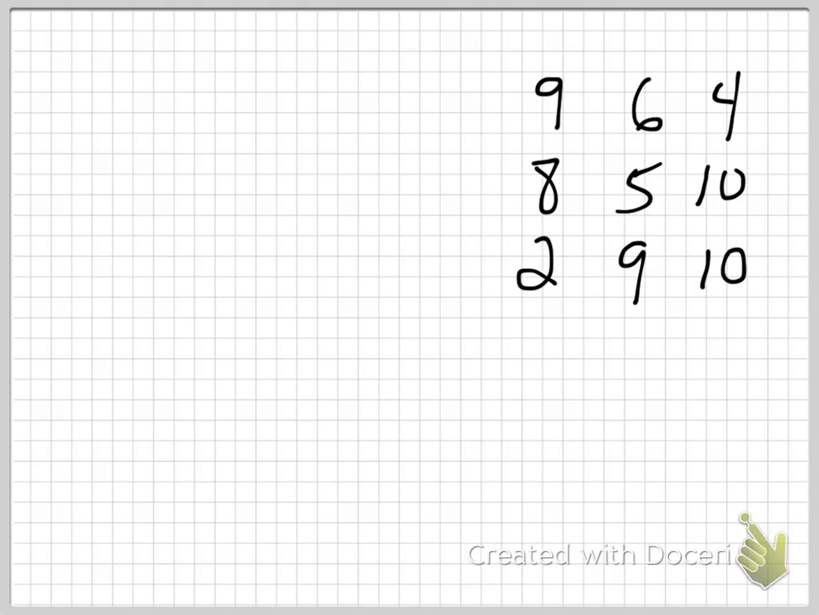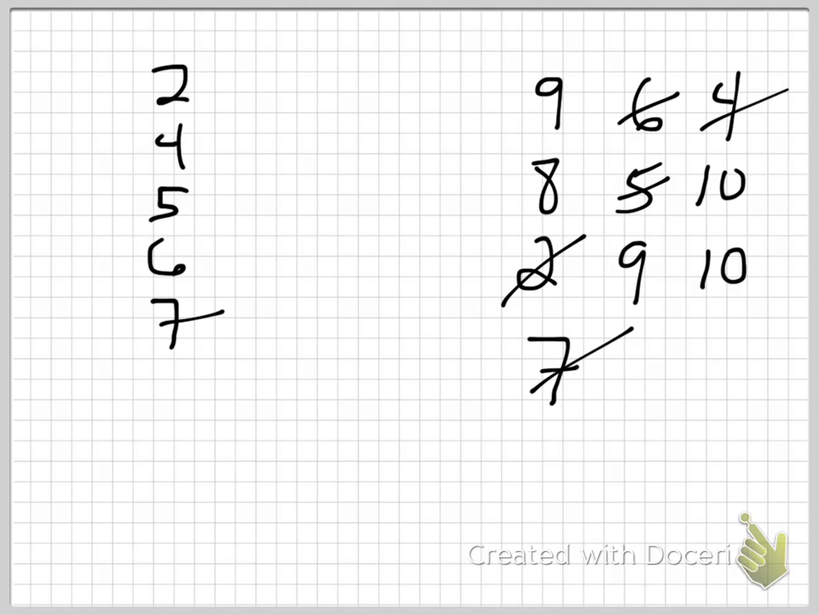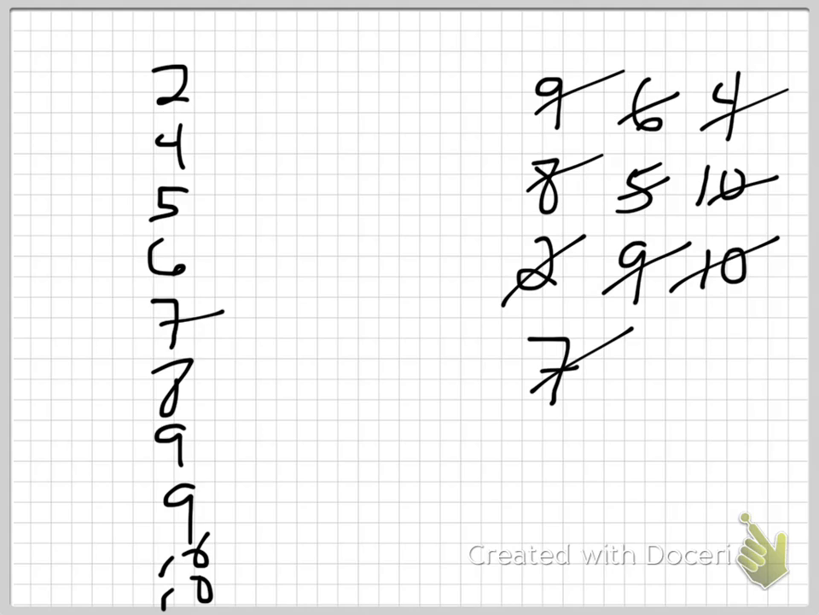I'm going to add one more number here really quick. You take your data and list them from smallest to biggest. So I have a 2, 4, 5, 6, 7, 8, 9, 10, and a 10. See what I did? Smallest to biggest. Here's the rule. You find the middle one. This is how I do it. I start crossing them off and I go top, bottom, top, bottom, top, bottom, top, bottom.